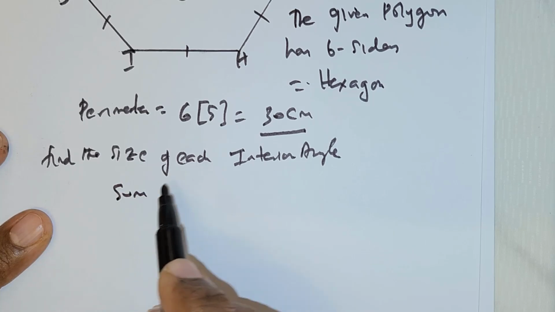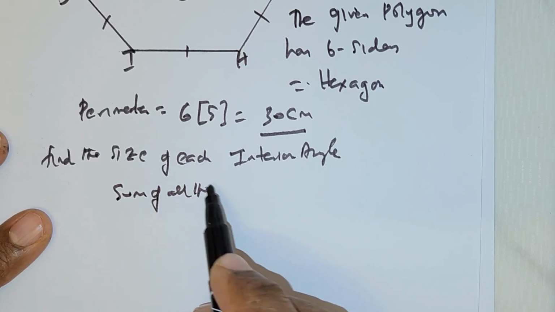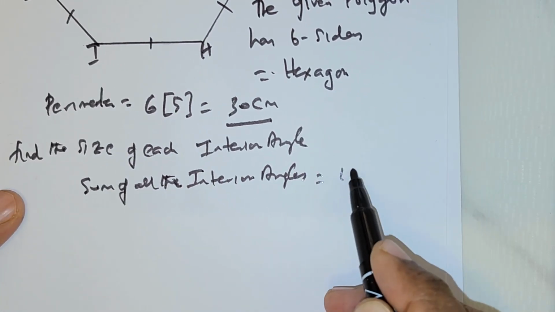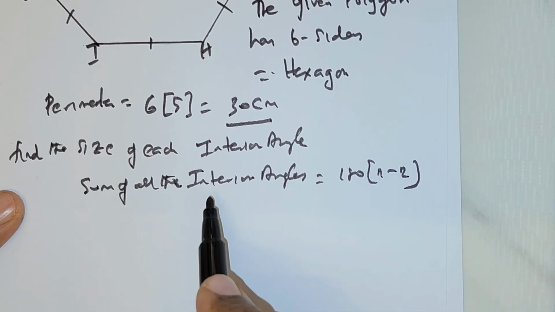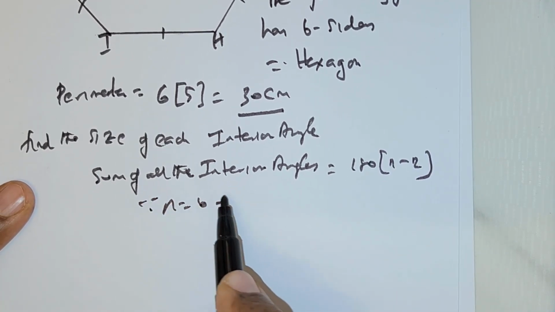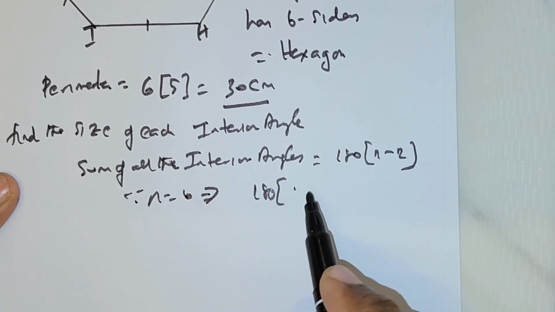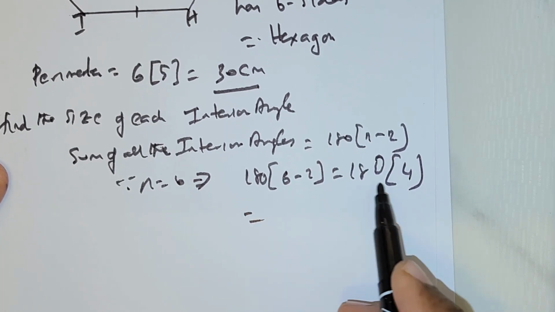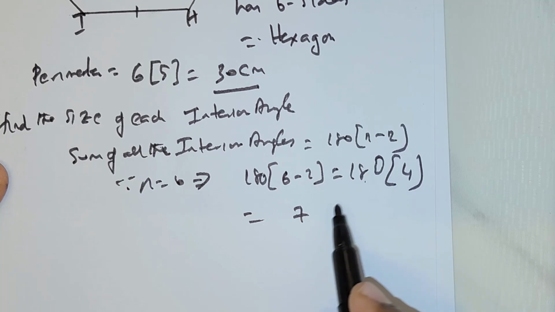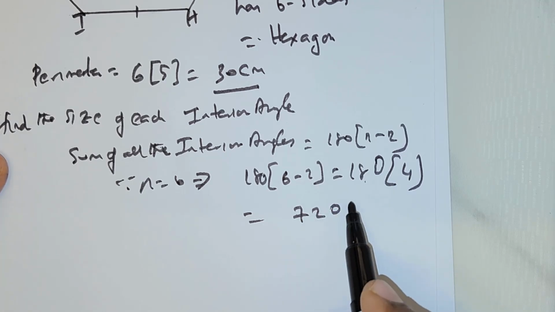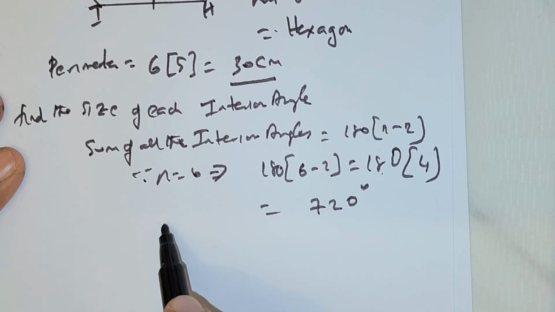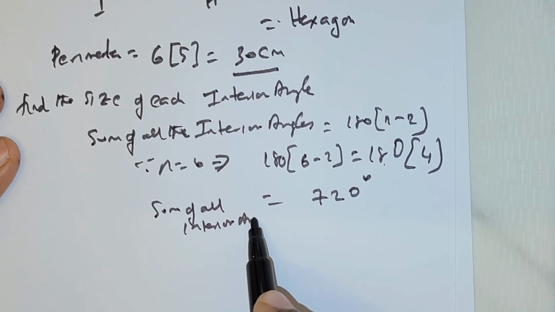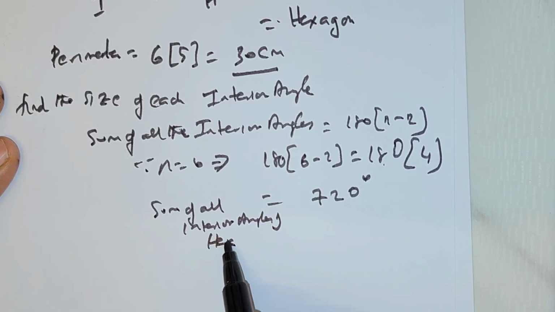So we have a formula: the sum of all the interior angles is given as 180 degrees times (n minus 2). This is for the polygon. Since n is equal to 6, this means 180 times (6 minus 2), which is 180 times 4, which is nothing but 720. 8 4s are 32, 3, 72 and 0, 720 degrees. This is the sum of all interior angles of the hexagon.